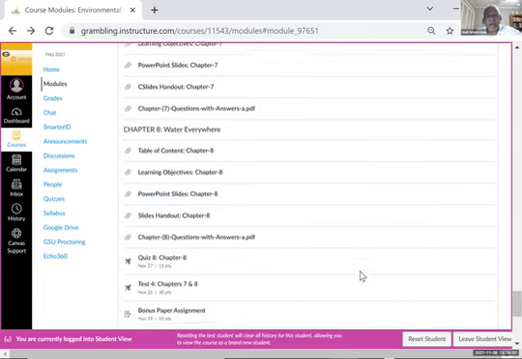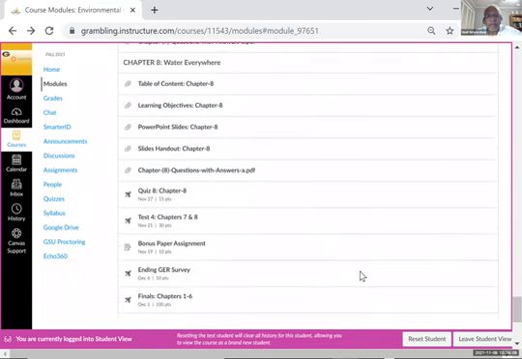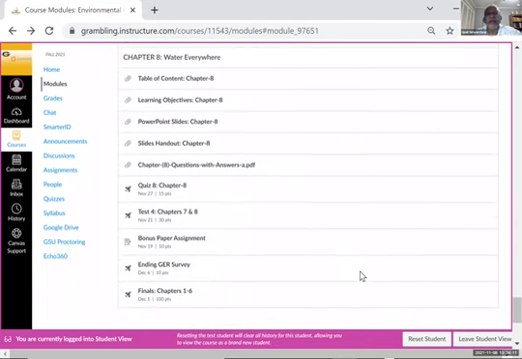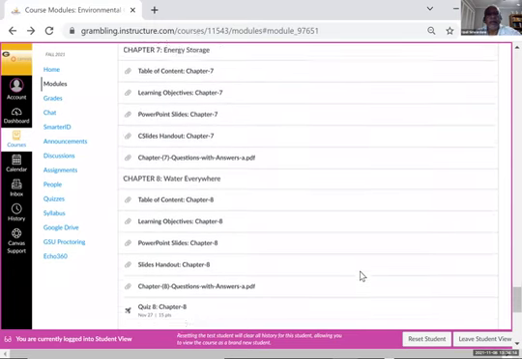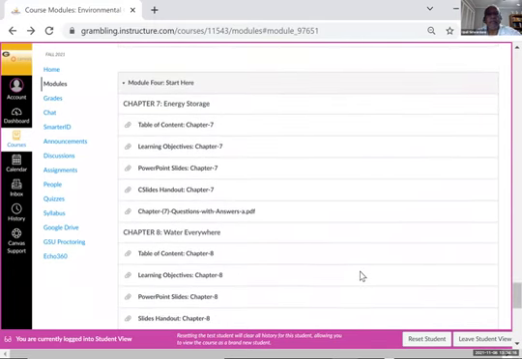Quiz is there. I'm not sure where that is. I will make sure that it is there. Right now I cannot see it. Probably I have to go back and make it visible. All right. I'm going to start with chapter 7. I'm going to go to PowerPoint slide presentation.